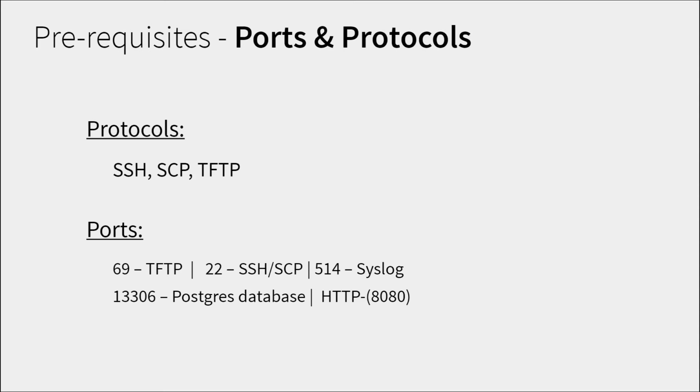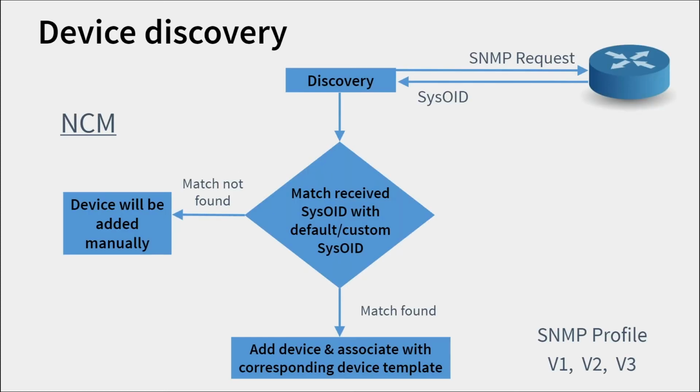So the ports and protocols required for NCM to function in your environment are SSH, SCP, and TFTP protocols, and the ports which are needed are 69 for TFTP, 22 for SSH and SCP, 514 for syslog, 13306 for the PostgreSQL database, and 8080 for HTTP. So let me tell you how device discovery works.